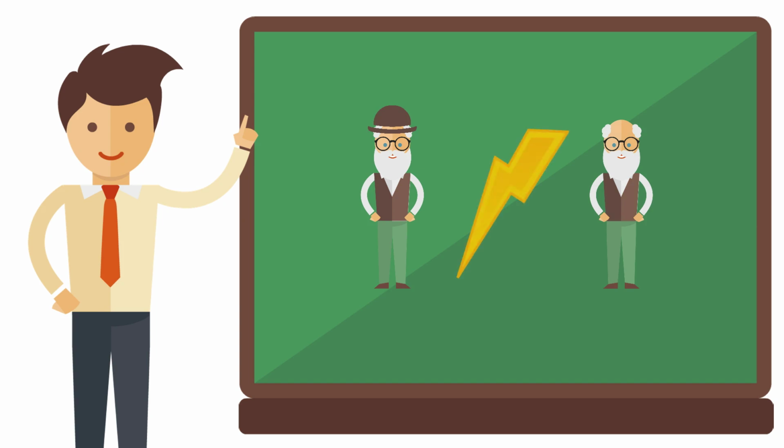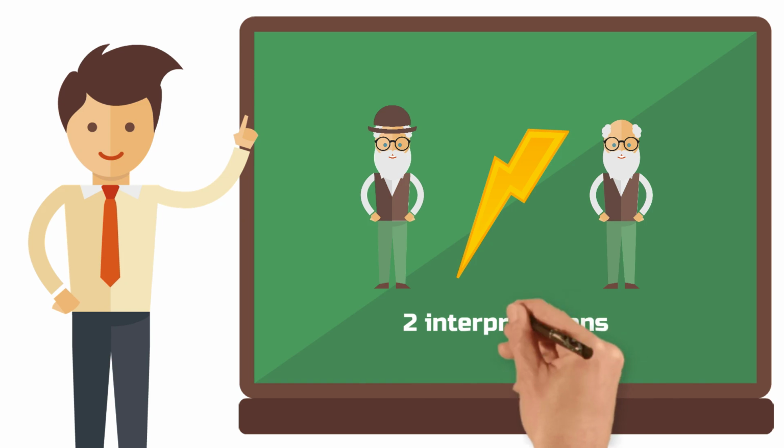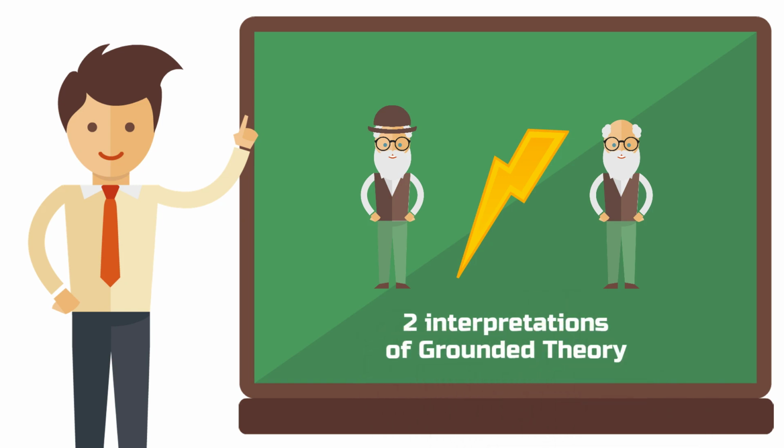After Barney Glaser and Anselm Strauss had a bit of an argument, 2 interpretations of grounded theory developed, one by Glaser and one other by Strauss. Make sure you understand the differences and align your work with one of these interpretations. If you want to learn more about the dispute between the 2 and the differences between the Glaserian and Straussian grounded theory approach, you can watch more about it in my tutorial linked right here on the screen.